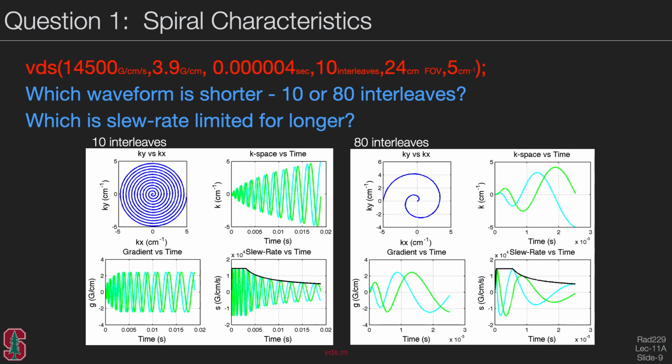Notice that the period of the slew rate is actually a similar fraction of the overall duration of the spiral waveform for both of these. So here, the 10 interleaf spiral is slew rate limited for a longer duration, and that's because the spiral is turning more tightly near the center.